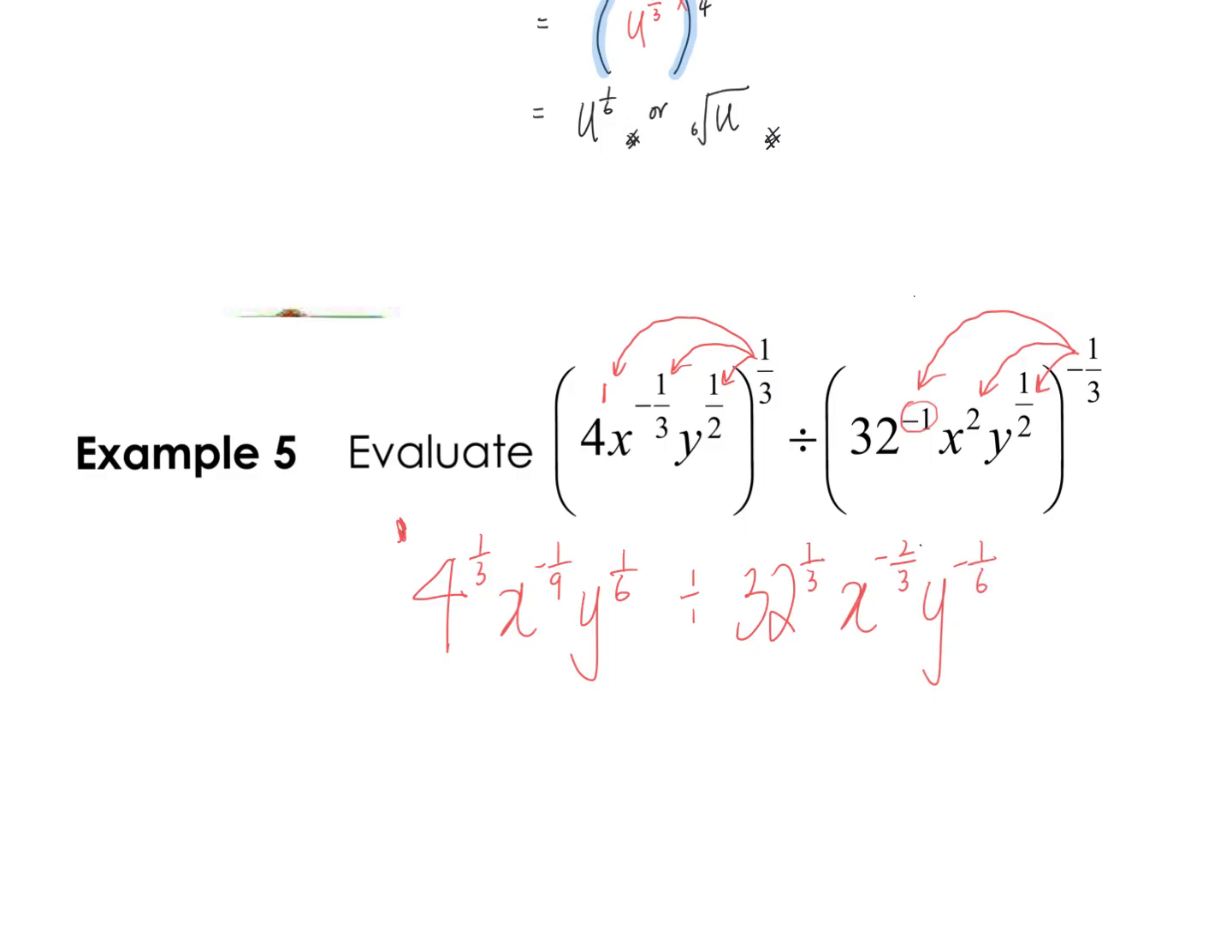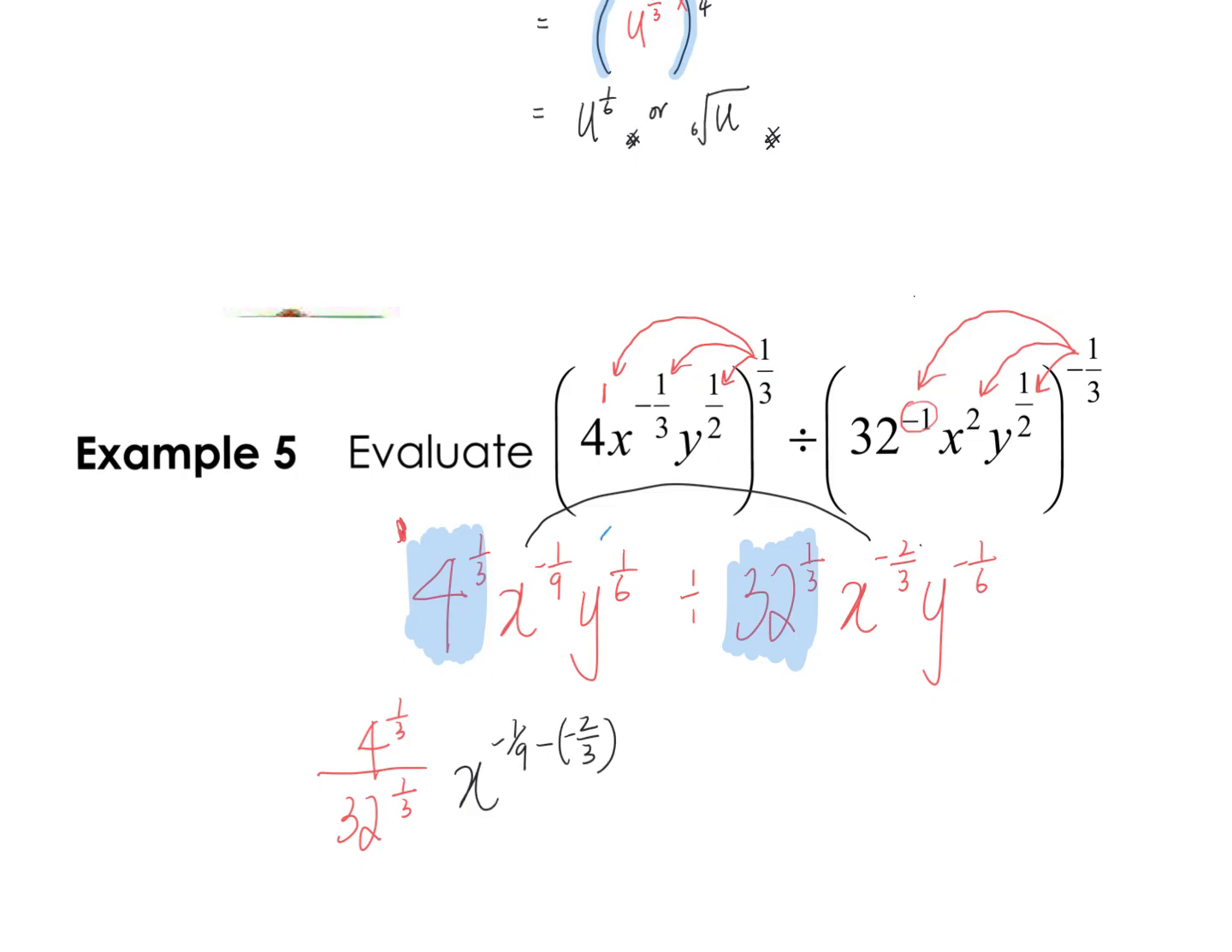Okay, and then numbers deal with numbers, letters deal with letters. So this one, I divide it with 32. So 4 to the 1/3 divided by 32 to the 1/3. Okay, and then this one, when it's division, we subtract the power. Okay, this one, if it's division, we also subtract the power. So we are just applying the law.